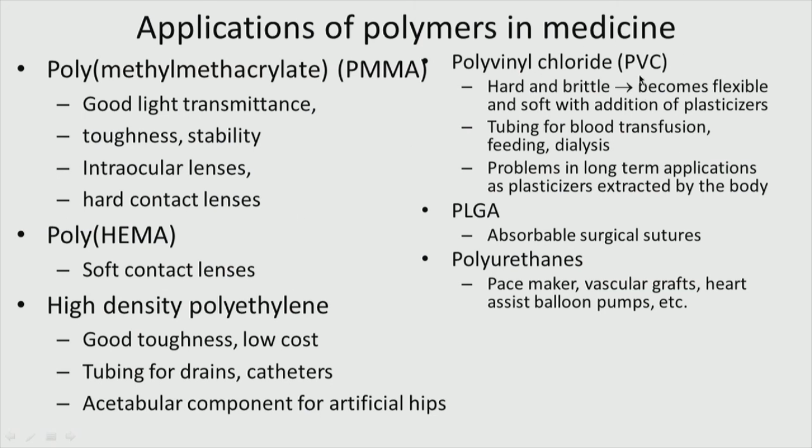PVC is an inert material, but the problem is that the plasticizers may leach out. So it is good for short duration applications. PVC is meant only for short duration applications, whereas PMMA, polyurethane, and HDPE are used for much longer duration applications also. We will continue more on the polymers in the next class.